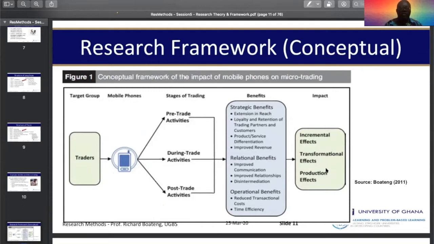So now you have them coming together in the process model, or a process framework, to explain the impact of mobiles on micro trading, which have been built out of a review of literature.